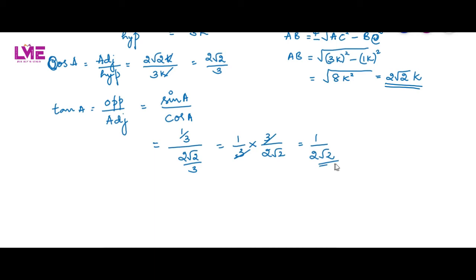Or if you are going with the other approach, then opposite side is nothing but 1k. So 1k divided by adjacent side. What we got as adjacent side is 2 root 2k. K gets cancelled. So what we have is 1 by 2 root 2. So tan A is nothing but 1 by 2 root 2. So this is done. Now let us proceed with the next trigonometric function.